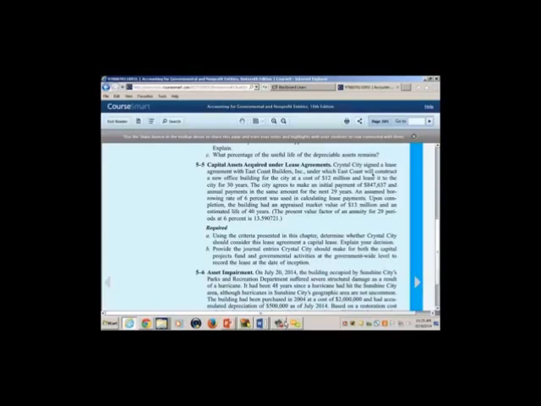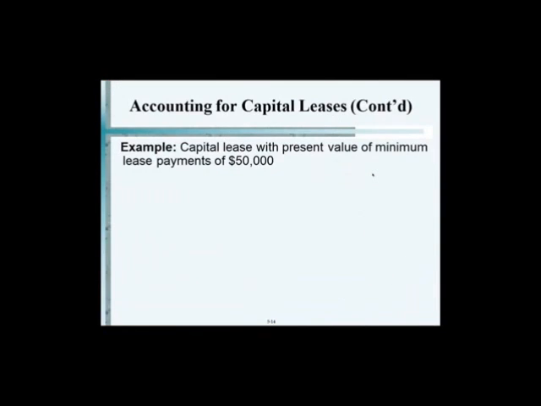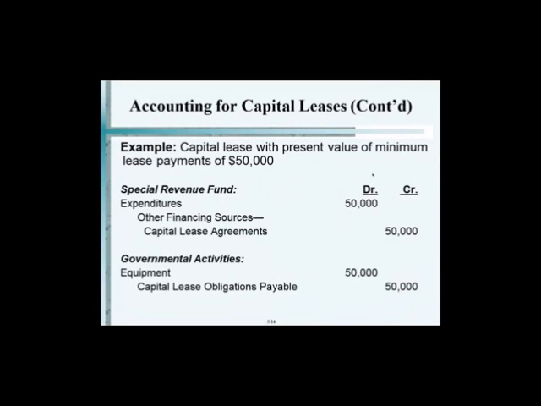So again, just to recap, understand how to record the purchase of a capital asset using cash, which I showed you the first time, and under a capital lease. Okay? And again, that's the journal entry. Okay. Now, capital asset disclosure.